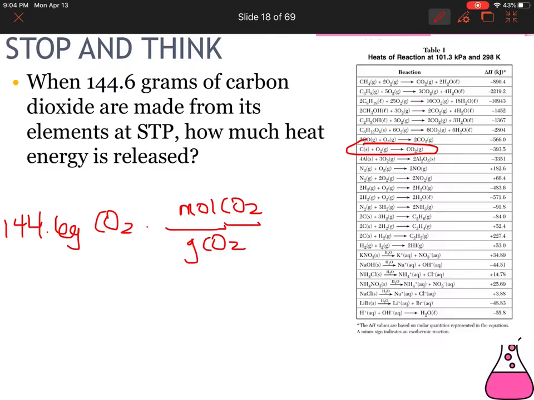So I know that 1 mole of carbon dioxide is equal to the gram formula mass. So I go to the reference table. I see carbon is 12, oxygen is 16, times that by 2, that's 32. So 12 plus 32 should give me 44 grams per mole. So now I canceled out my grams and I'm in moles. And I multiply by another fraction. Moles of CO2 on the bottom.